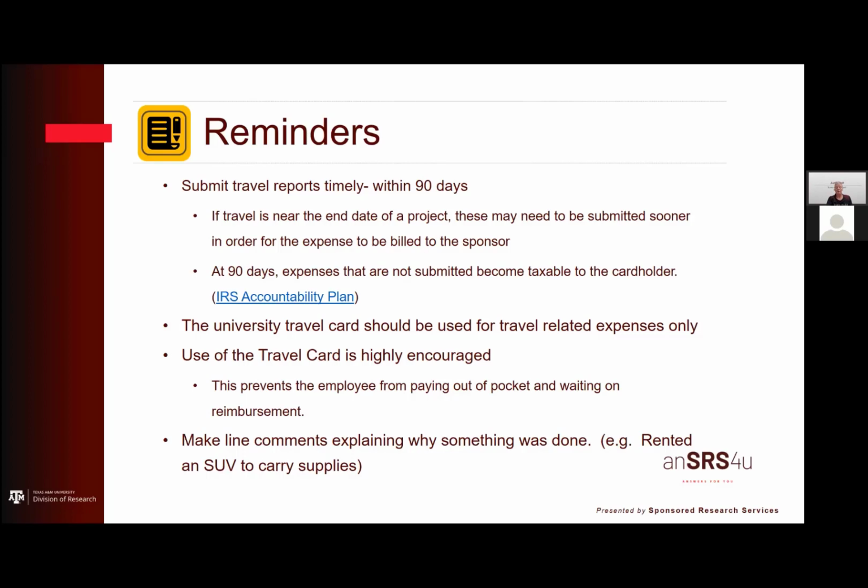Comments are very important. You might think something is self-explanatory, but the auditor may not. For example, any rented car larger than a sedan requires justification. If you don't supply one, you will find the report back in your queue, increasing the length of time it takes for your report to get through the system and delaying any reimbursement.